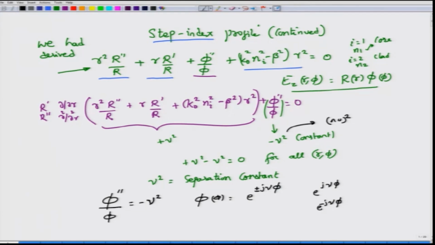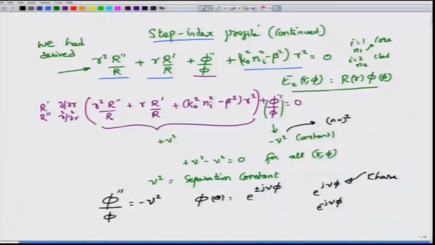I can, let us say, choose e to the power plus j nu phi, for example. So, this is the solution that I will choose. Okay. And this point that you can have solutions which are e to the power plus j nu phi or e to the power minus j nu phi will be exploited later when we discuss something called linearly polarized modes. There we will see that it is possible to use e to the power j nu phi and e to the power minus j nu phi in a specific manner to combine and actually make the longitudinal components completely disappear, but that is a story that we will have to wait for another module.